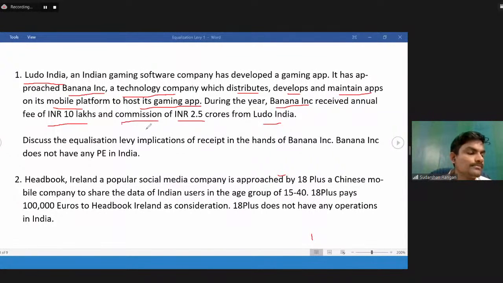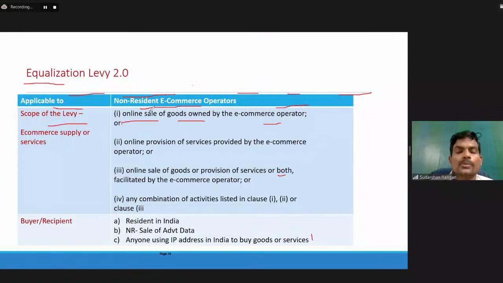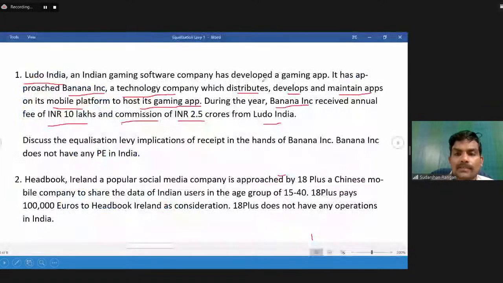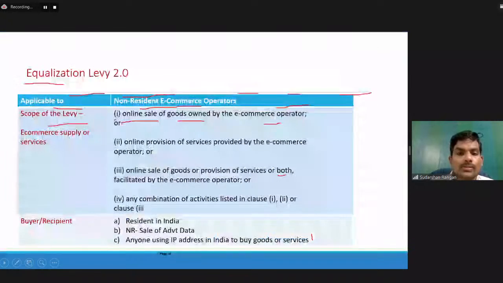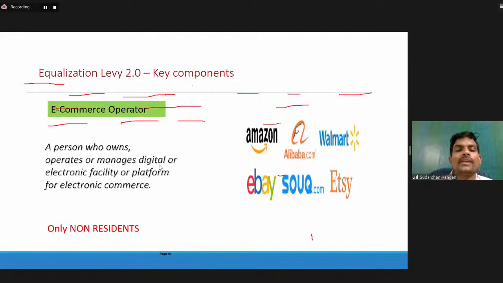So here the question says 2.5 crores. Now let's try to understand whether this will come under equalization levy 2.0. Now it has to be for a non-resident e-commerce operator. Is Banana Inc. a non-resident e-commerce operator? Now let's go to the e-commerce operator definition. What is e-commerce? A person who owns, operates, manages digital or electronic facility or platform for electronic commerce. So here clearly Banana Inc. owns and manages an electronic facility. So he is an e-commerce operator.